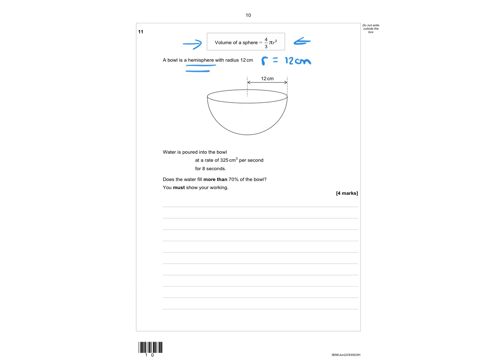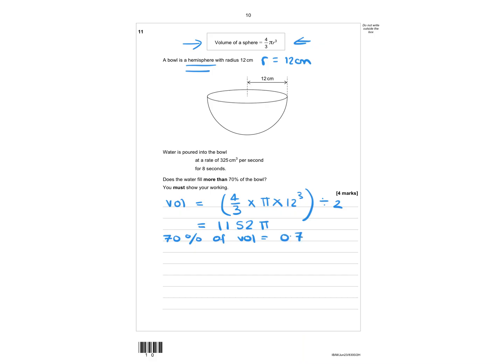So the first thing I would do is work out the volume of the bowl. So to do this, we want to do 4/3 multiplied by pi multiplied by 12 cubed, and then we want to halve that. Or we could just do 2/3 times pi times 12 cubed, and that would give us the same answer. So this gives me 1152 pi. And I want to work out what 70% of this is.